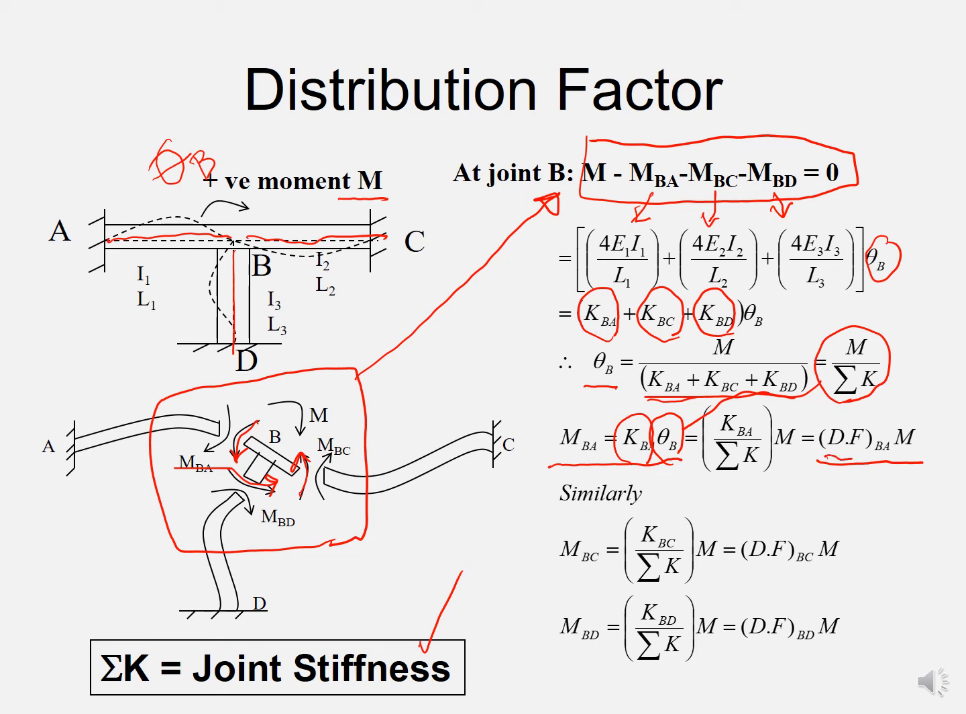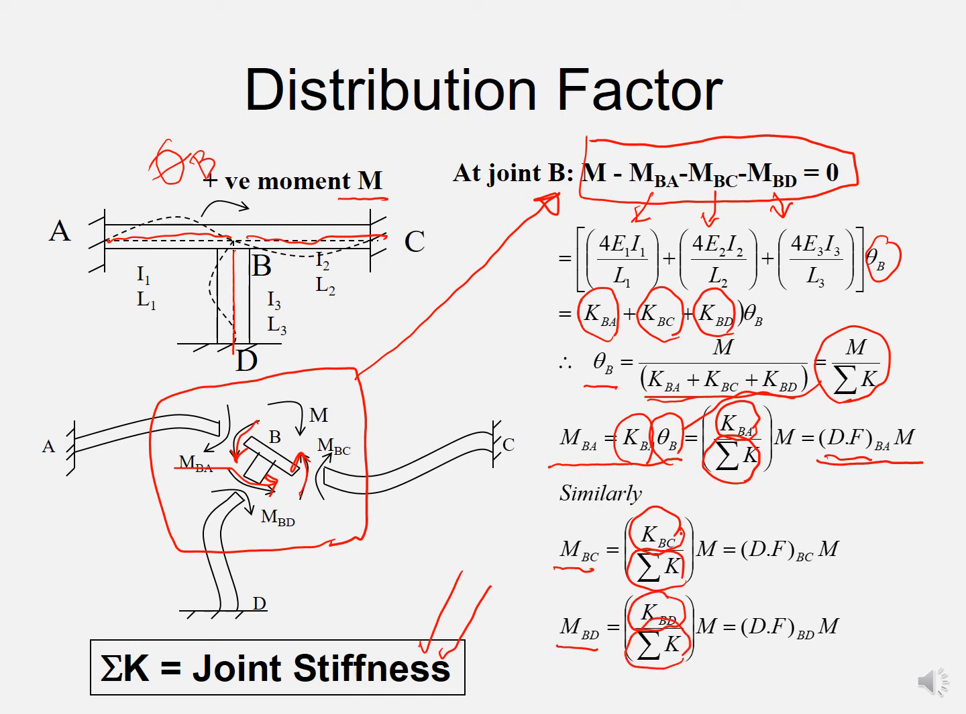The distribution factor is defined as the stiffness of member BA divided by the summation of the stiffnesses at that joint, which is defined as the joint stiffness. Similarly, for member BC, the moment is equal to the distribution factor, which is KBC divided by summation of K. And MBD is defined as the distribution factor times the moment, so KBD divided by summation of K.